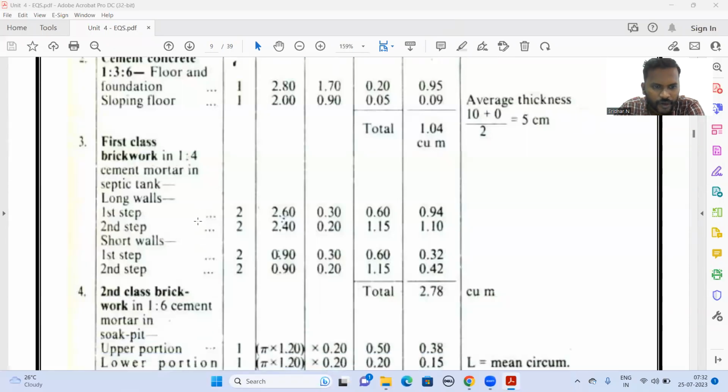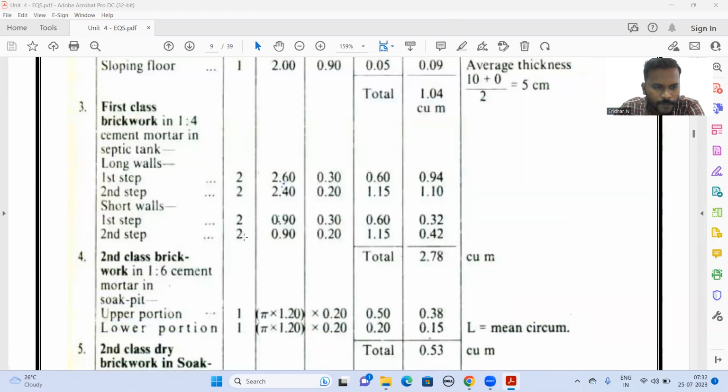So similarly, if we take the short wall, there are two numbers in the first step and two numbers in the second step, and only the inner dimension we will consider, that is 0.9 meter only. So the same dimension will come, and if we calculate all those things, we will get 0.32 cubic meter. Likewise, for the second step, if we add all four parameters, you will get the first class brickwork, that is around 2.78 cubic meter.